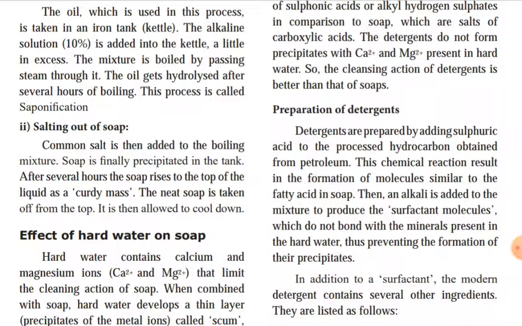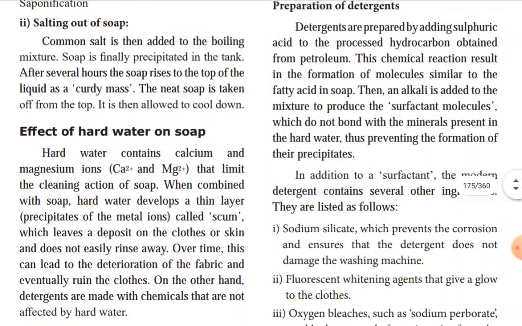So which do not bond with the minerals in hot water. So this surfactant molecule is not going to react with the calcium ion and magnesium ion present in hot water to give precipitate. In addition to surfactant, the modern detergents contain several ingredients. They are listed as follows. So surfactant is one of the important things because it reduces the surface tension. Because of the reduction of surface tension, it spreads or wets throughout the cloth and will not form scum with the calcium and magnesium ion.